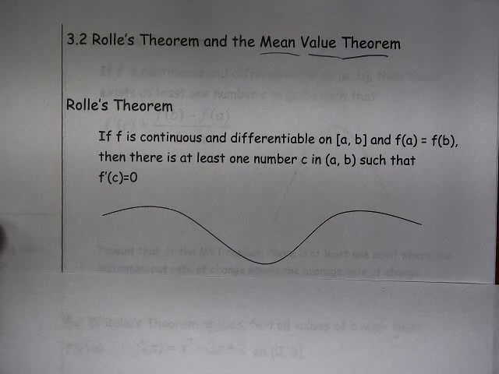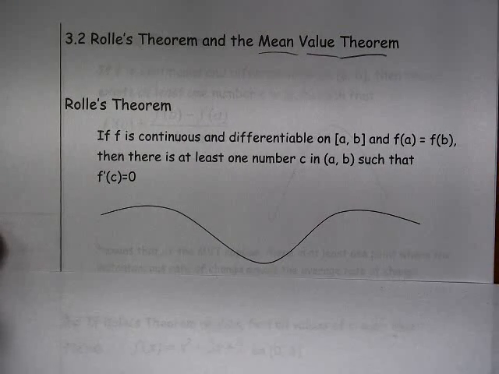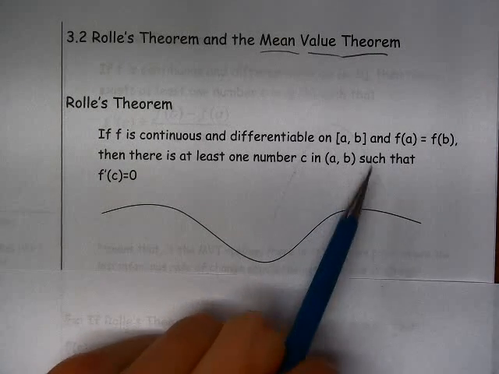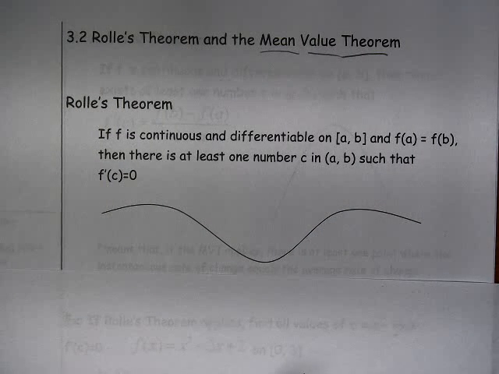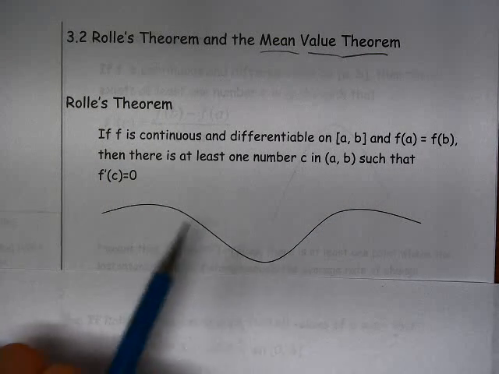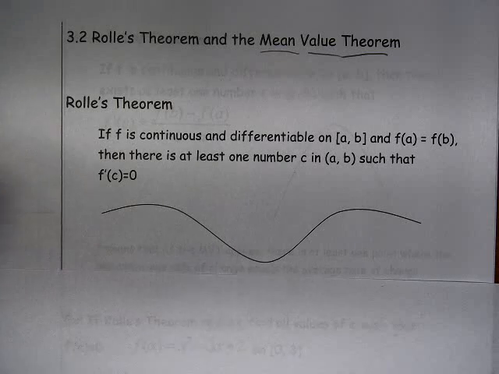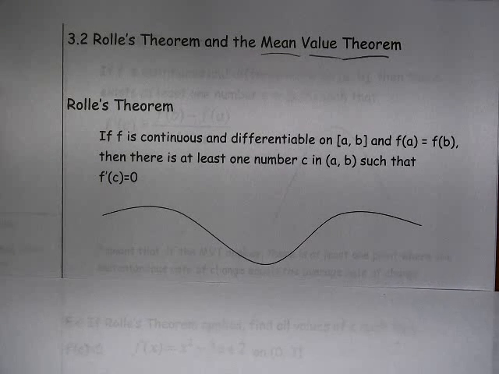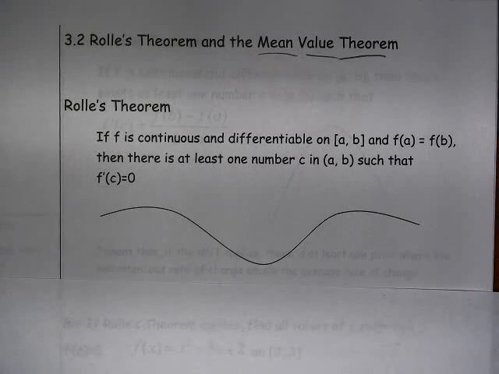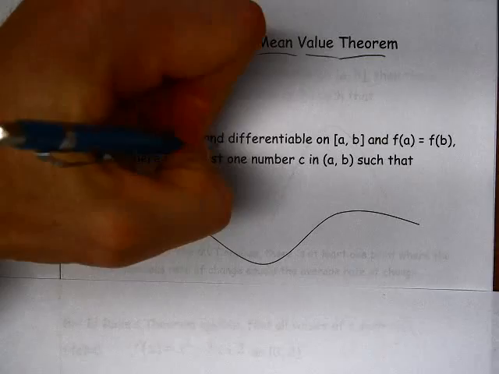All right, and Rolle's theorem says if f is continuous and differentiable on this closed interval from a to b, and f of a equals f of b, then there is at least one number c in that interval (a, b) such that f prime of c equals 0. So let's think about what this means. f is continuous and differentiable.